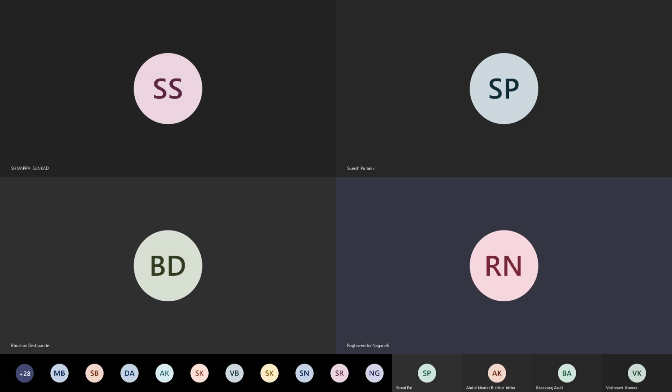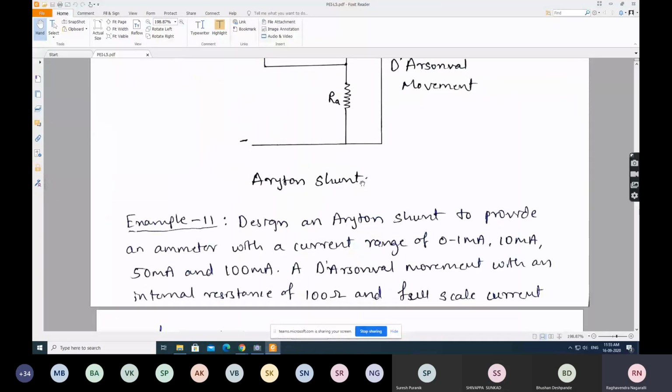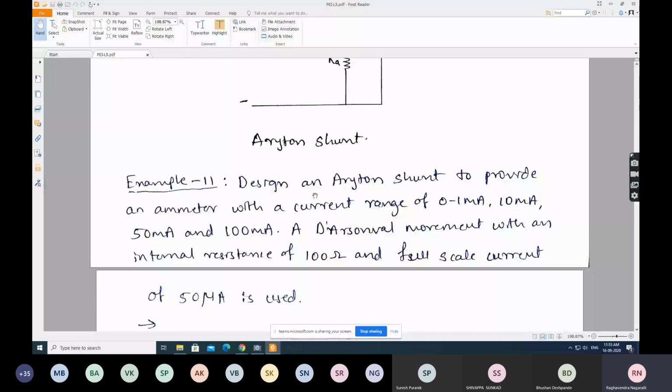I guess you have understood about the Ayrton shunt circuit. So using that circuit, we are going to solve one problem here. Okay, is it visible? Yes, sir. Okay, so this is the question.